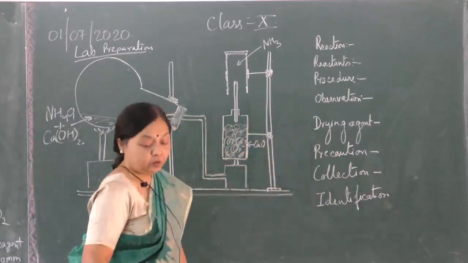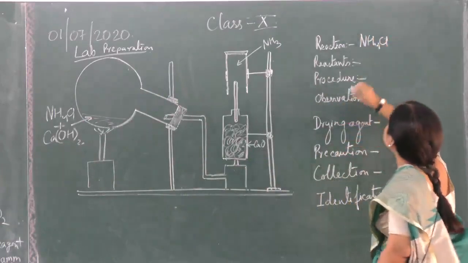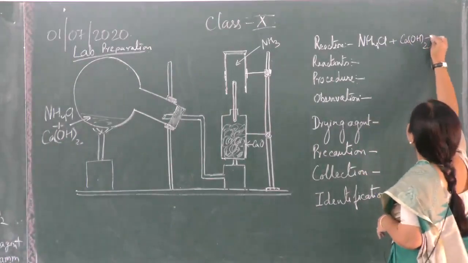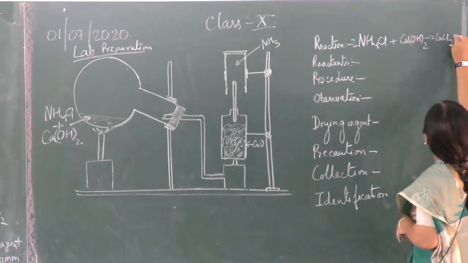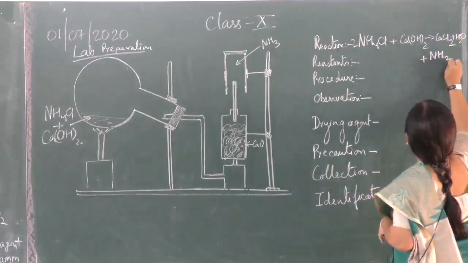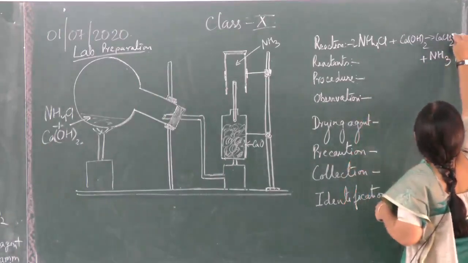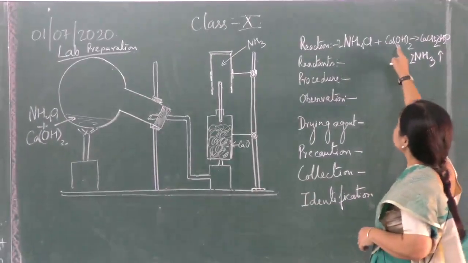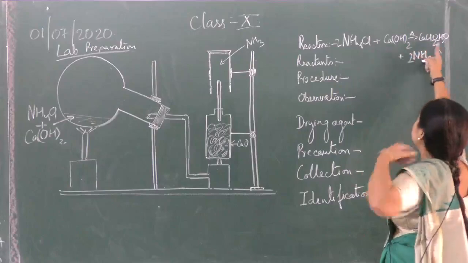But in the lab method of preparation, we use ammonium chloride and calcium hydroxide, Ca(OH)2. What are the reactants? Ammonium chloride and calcium hydroxide react to give calcium chloride, water and NH3, ammonia, which is liberated. Let's balance it: 2 H2O and 2 NH3. So ammonium chloride with calcium hydroxide is warmed gently, not overheated, and it gives calcium chloride, water and ammonia.